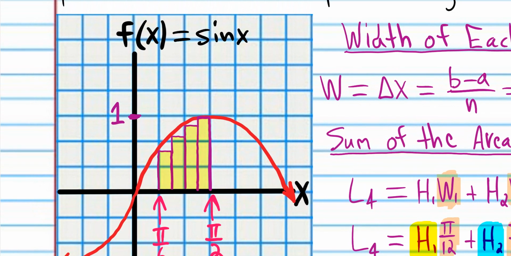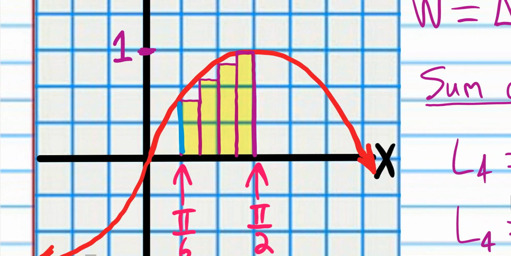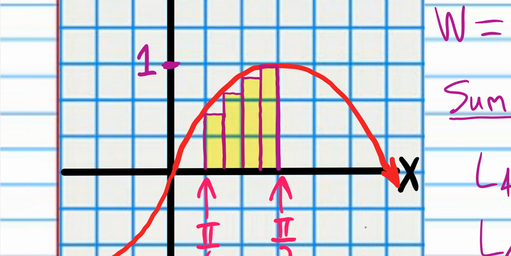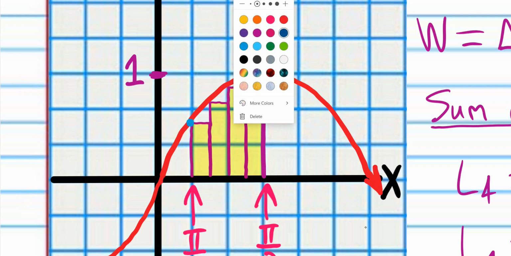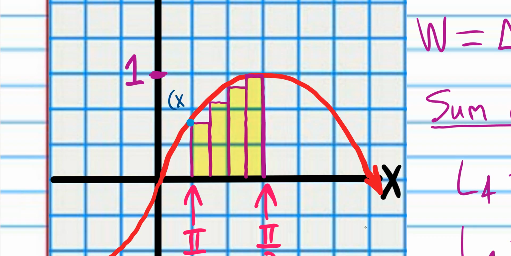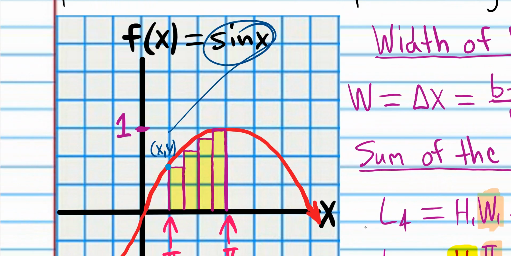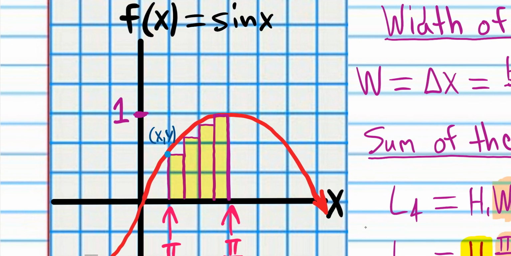So we want to find this length here, that blue length. That's the height of the first rectangle, right? So how do we find that height? Well, notice that the height is just going to be the y value of this point here. So how do we find the y value of that point? Well, we first have to figure out the x value of the point, and then we plug it into the function, and whatever sine of that x value is, that's the y value, the height of the rectangle.